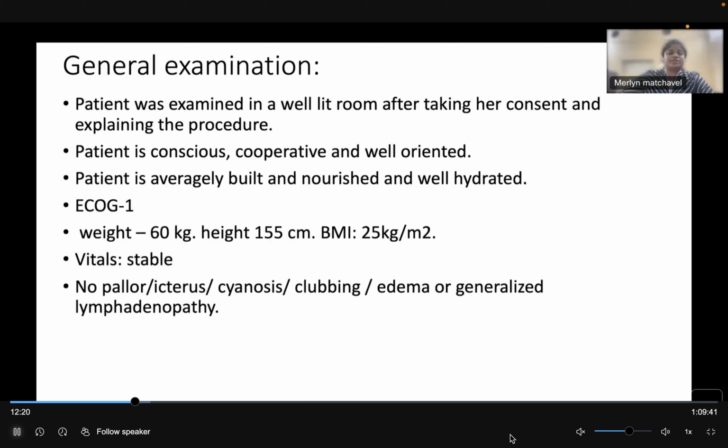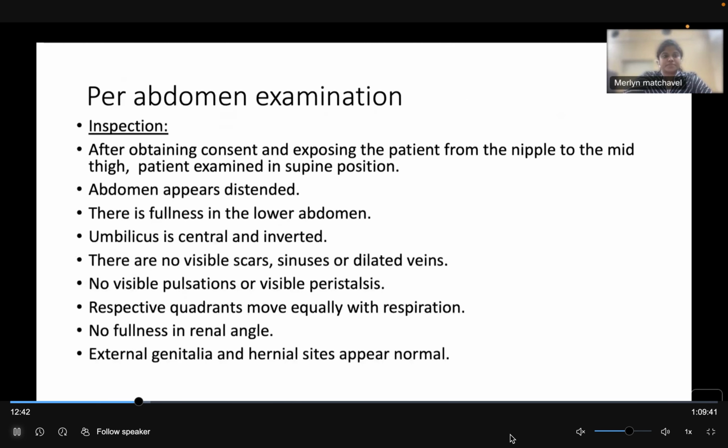So coming to my general examination, the patient was examined in a well-lit room after taking her consent and explaining the procedure. The patient is conscious, cooperative, and well-oriented. She is averagely built and nourished and well-hydrated. She had an ECOG performance score of 1. Her weight was 60, height 155, BMI of 25. Her vitals were stable. She had no pallor, icterus, cyanosis, clubbing, edema, or generalized lymphadenopathy.